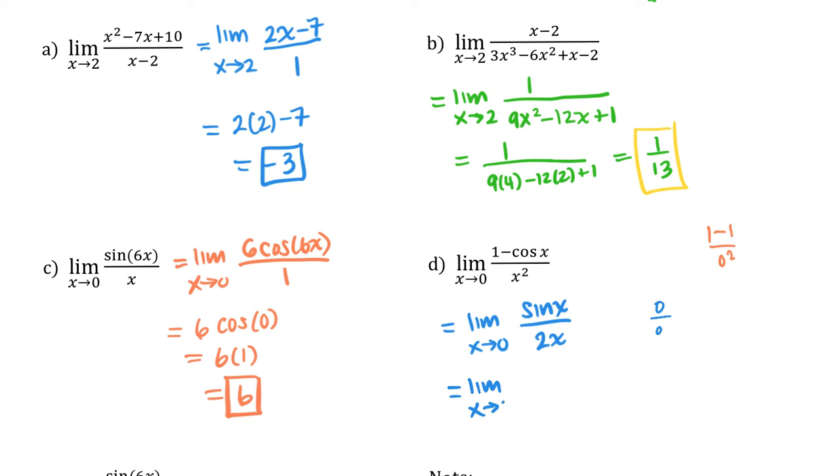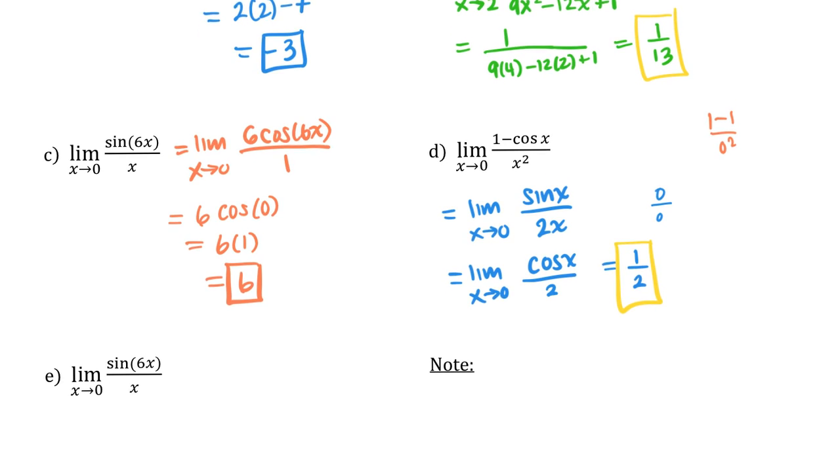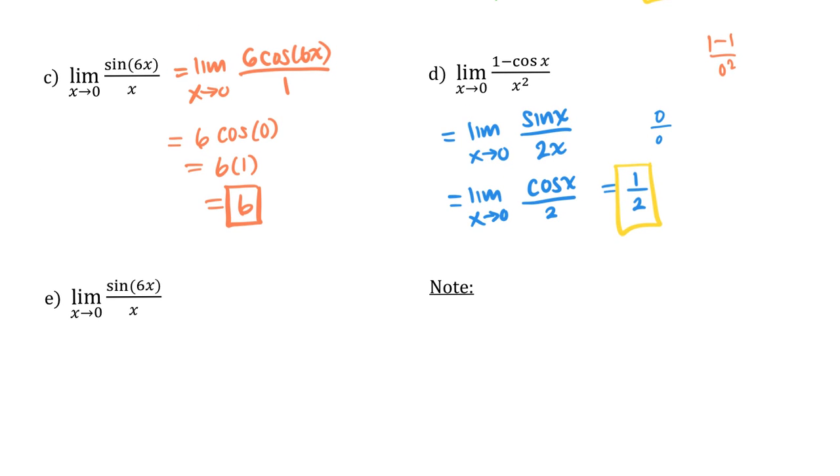Okay, now let's do the derivative of the numerator again. So the derivative of sine is cosine. Derivative of 2x is just 2. Now, will this work? The cosine of 0 is not 0. The cosine of 0 is 1, over 2.